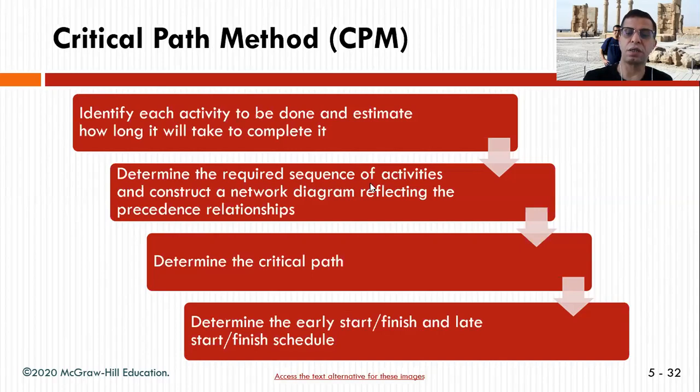Determine the required sequence of activities and construct a network diagram. So the long path would show me what the sequence is supposed to be and what things have to be done. And then we can determine the critical path and determine the early start. When can we finish early? When can we start early? When can we start late?